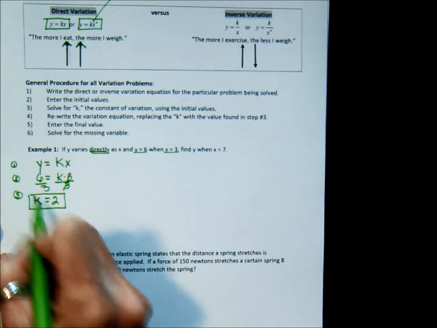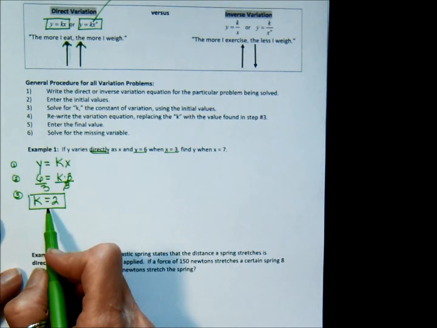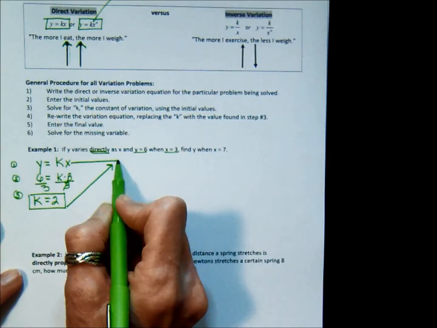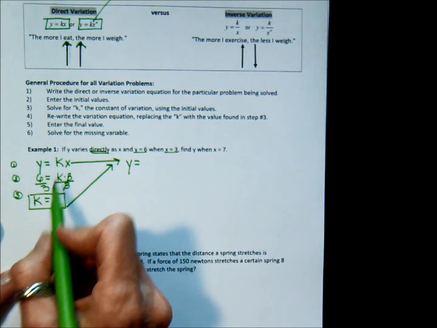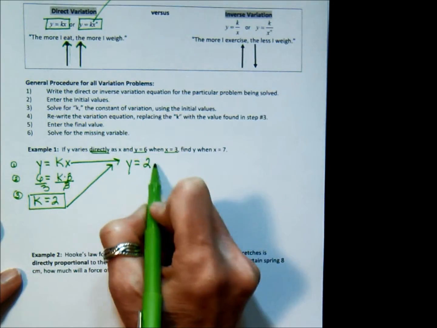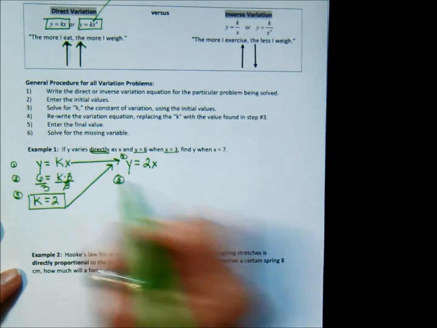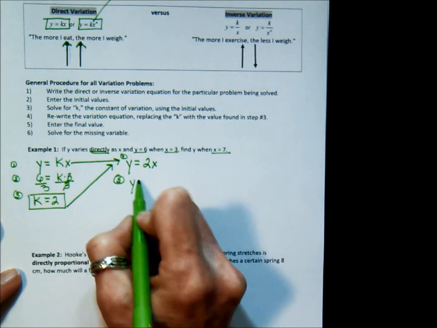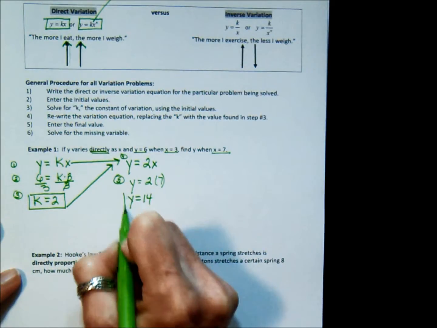Now that's not my answer, but it's the first piece that I need to have in order to find my answer. Now what you need to do is you bring your original equation over, and you write it again. Y equals, but this time you take out the k and you replace it with whatever you found k to be equal to. So 2x. That's that next step. Now we put the last part of the problem in where it says find y when x is 7. So y is equal to 2, take out the x, put in the 7. Y is equal to 14.